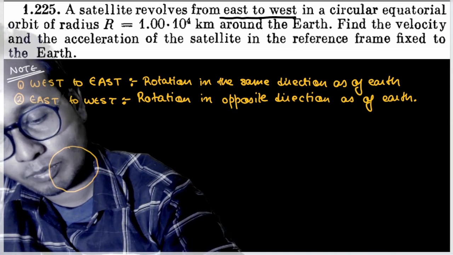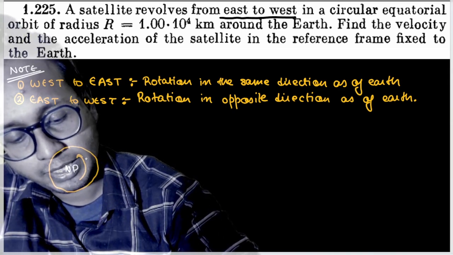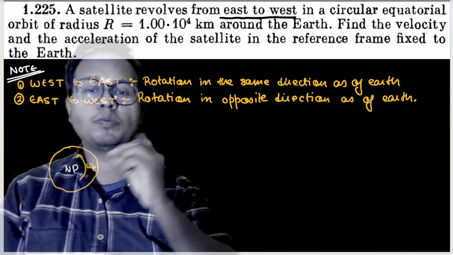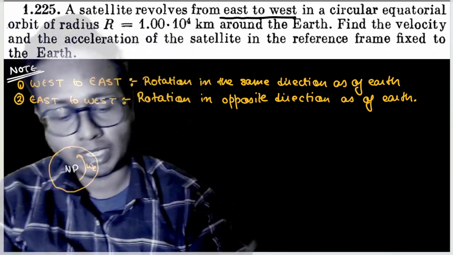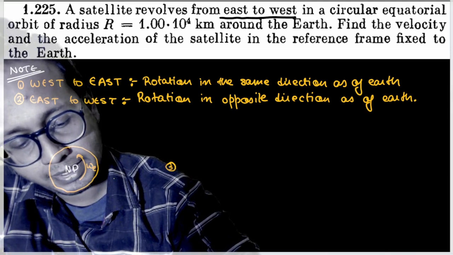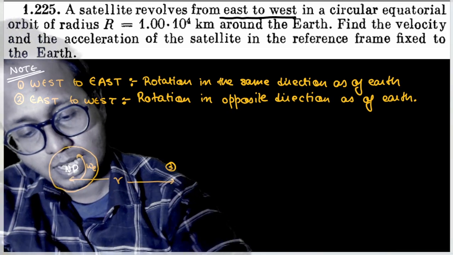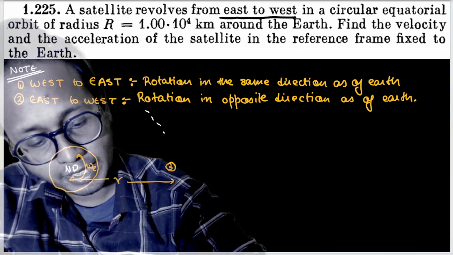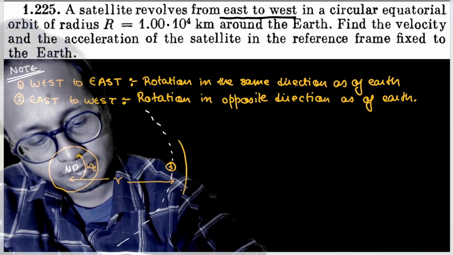In this question, there is Earth here. We'll again see this Earth from the North Pole. About the North Pole, the Earth is rotating with angular velocity omega, where omega is 2 pi divided by 24 hours, or 24 into 3600. Now this satellite is at a distance 1 into 10 to the power 4 kilometers from the center of Earth and is rotating in the opposite direction.